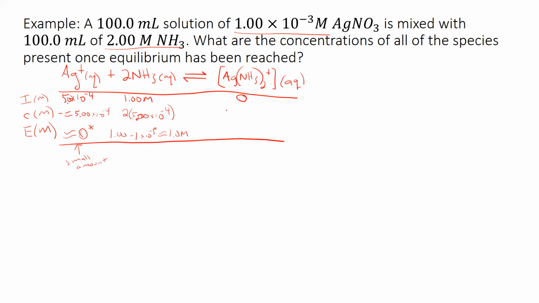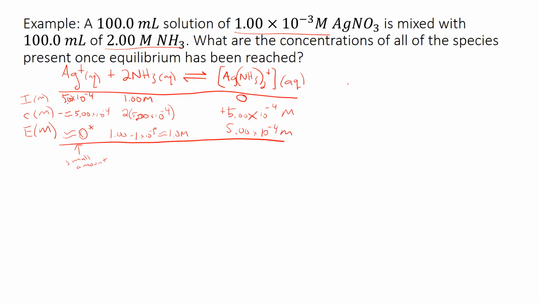But for the silver complex, since all of the silver gets used up, we're going to make all of the silver complex. So for that, we're going to make 5 times 10 to the minus 4 molar silver complex at equilibrium. And the reason we can say that is that, one, the equilibrium constants are very large, and two, you have a lot of the ammonia in this solution.